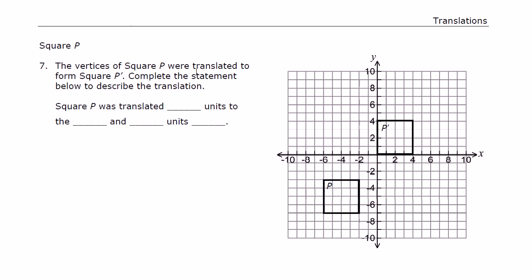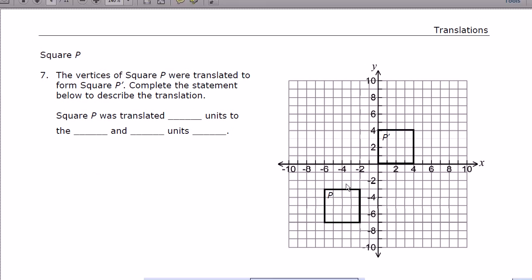The vertices of square P were translated to form square P prime. Complete the statement below to describe the translation. So they already translated it. See, this is the original because it doesn't have the prime notation. So this one is the original. I'm going to go ahead and label that one as the original.